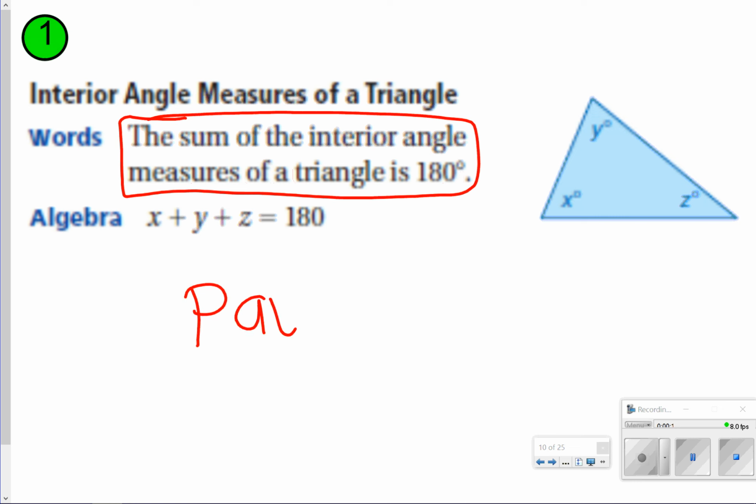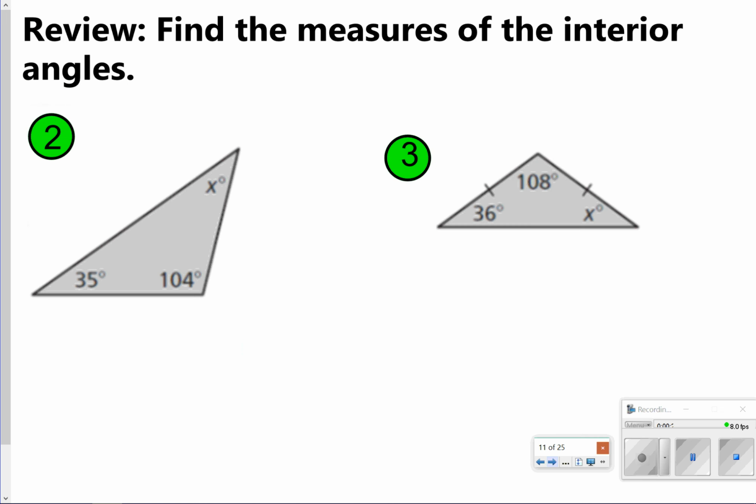Let's go ahead and take time now to pause this video here so you can write down the reminder, and once you're done, click play to check and try some questions. Here you're going to try numbers 2 and 3. Again, remember that all the angles should add up to 180. So let's go ahead and pause the video now and try out 2 and 3. And once you're done, click play.